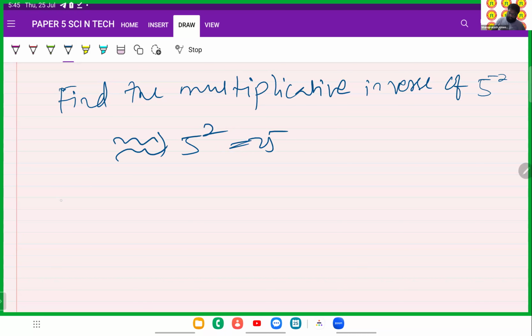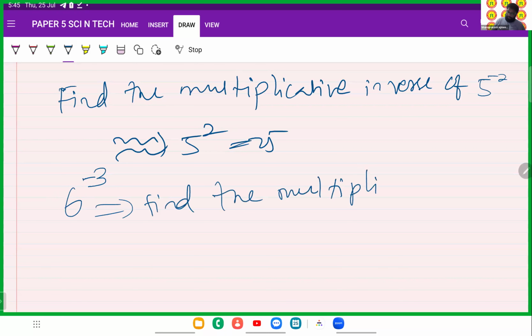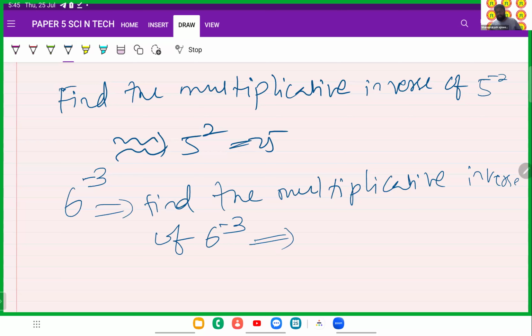Now 6 minus 3. Find the multiplicative inverse of 6 to the power minus 3. Everyone, please send your answers on the chat box.